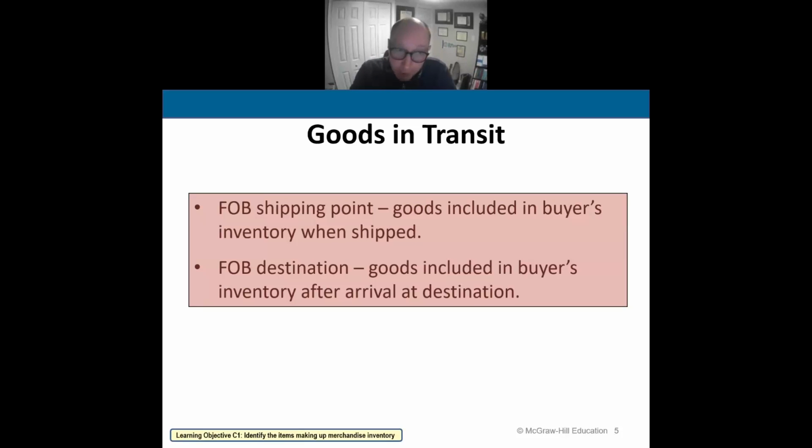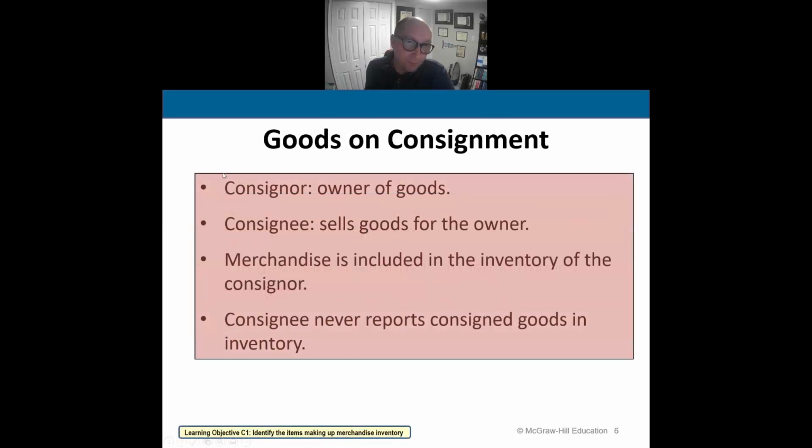We also need to, of course, take into consideration who's responsible for the goods while they're in transit. Is it the seller? Is it the buyer? Is it FOB shipping point? Buyer's responsible. FOB destination? Seller's responsible. These are the things we need to take into consideration. Are the goods on consignment? Who owns the goods?